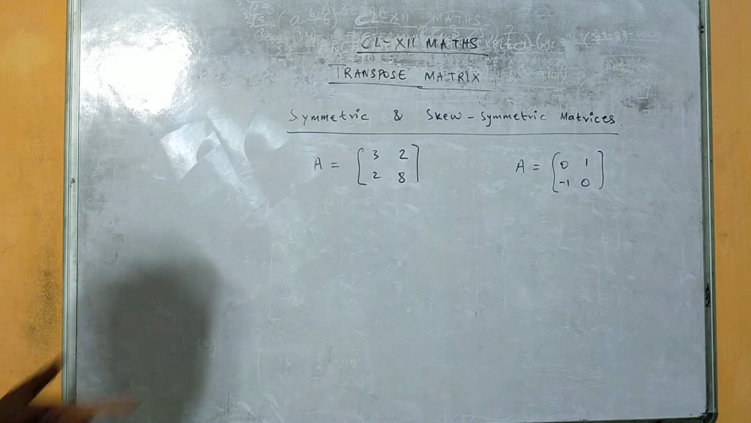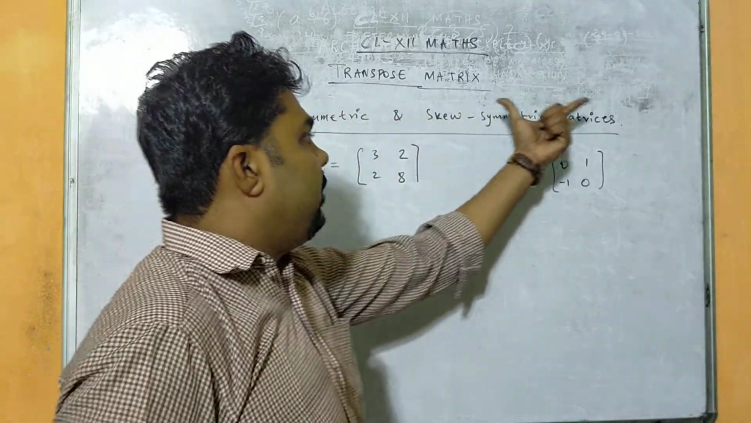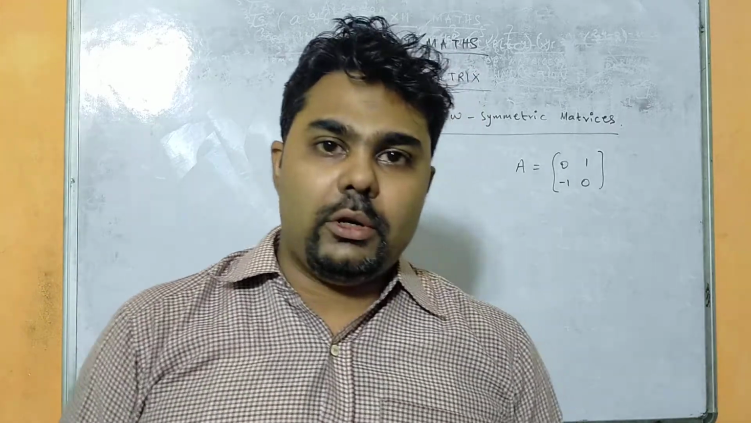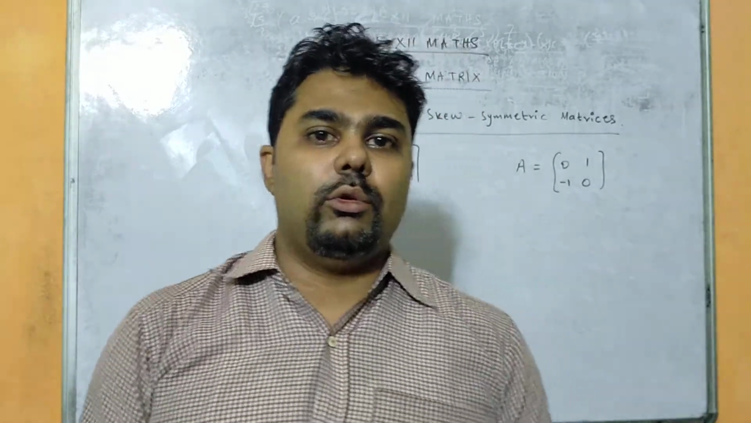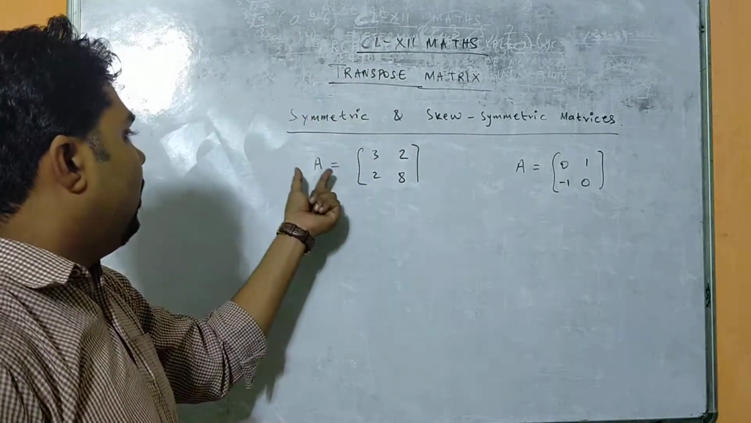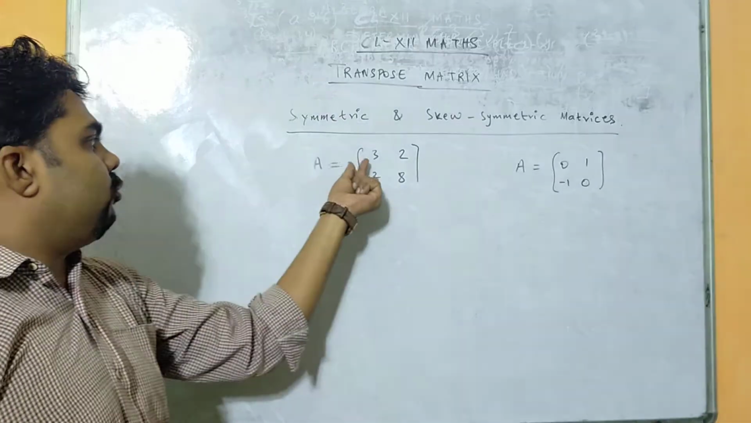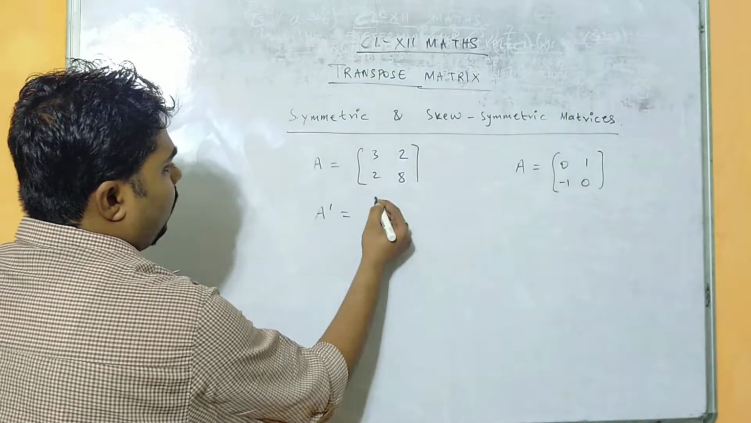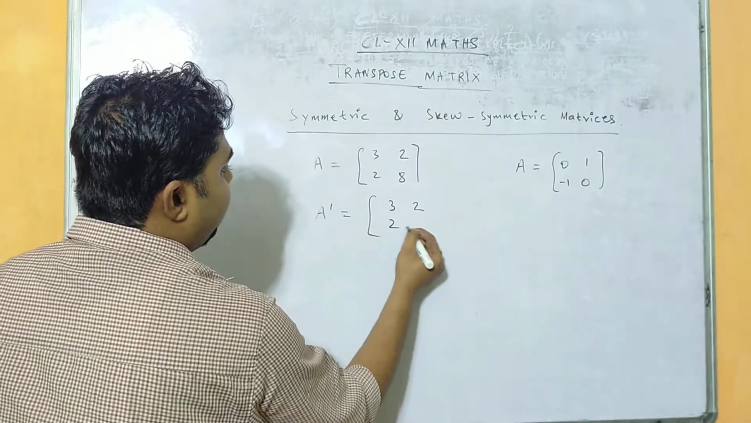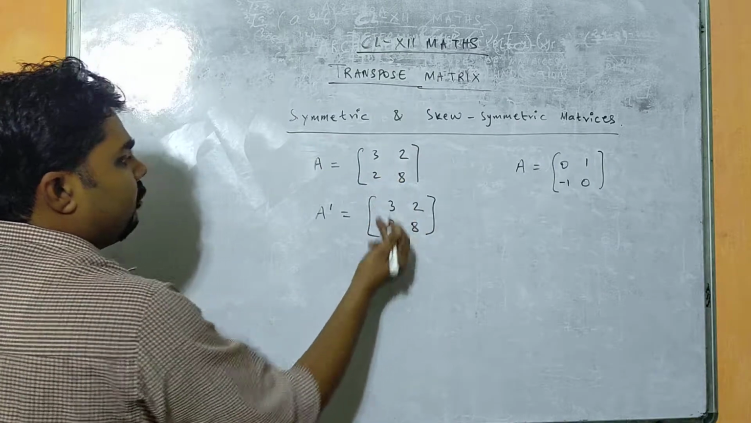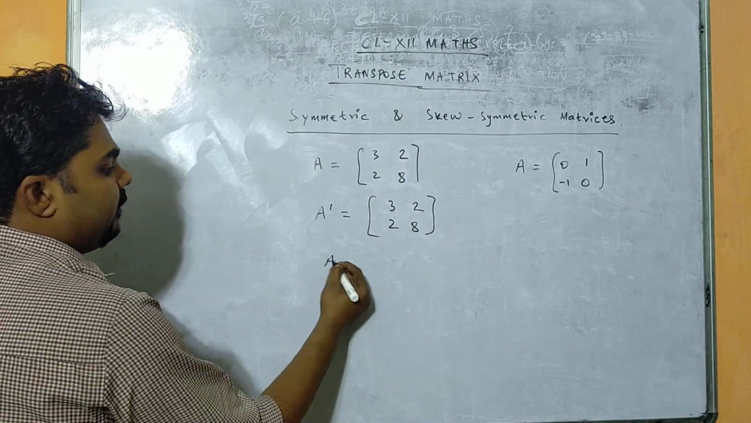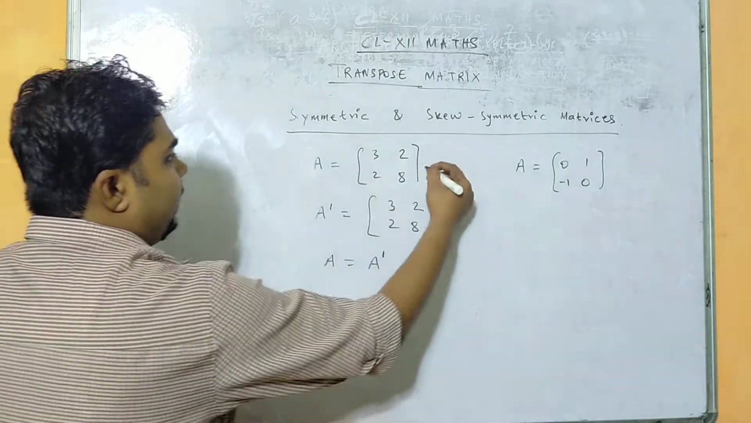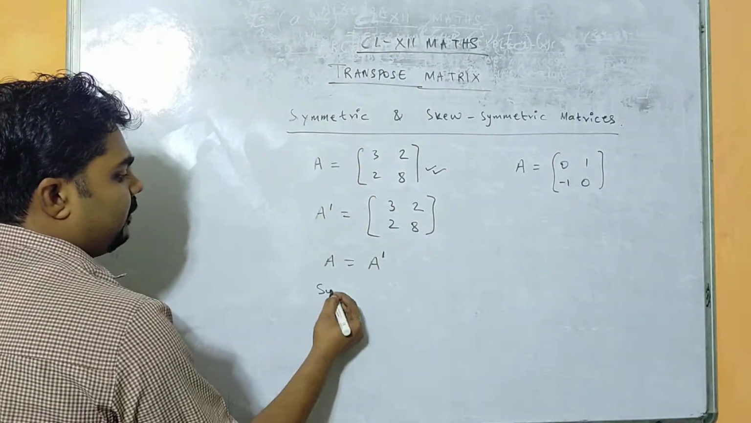Next topic we have symmetric and skew symmetric matrices, right? So how will you find whether a given matrix is symmetric or skew symmetric? For example, I have noted here the matrix A equals 3 2 2 8. Now if you transpose this matrix, we will get the same elements, right? If you interchange rows and columns, we will get the same matrix. Therefore we can say matrix A equals A transpose. So we will say that this matrix is a symmetric matrix.